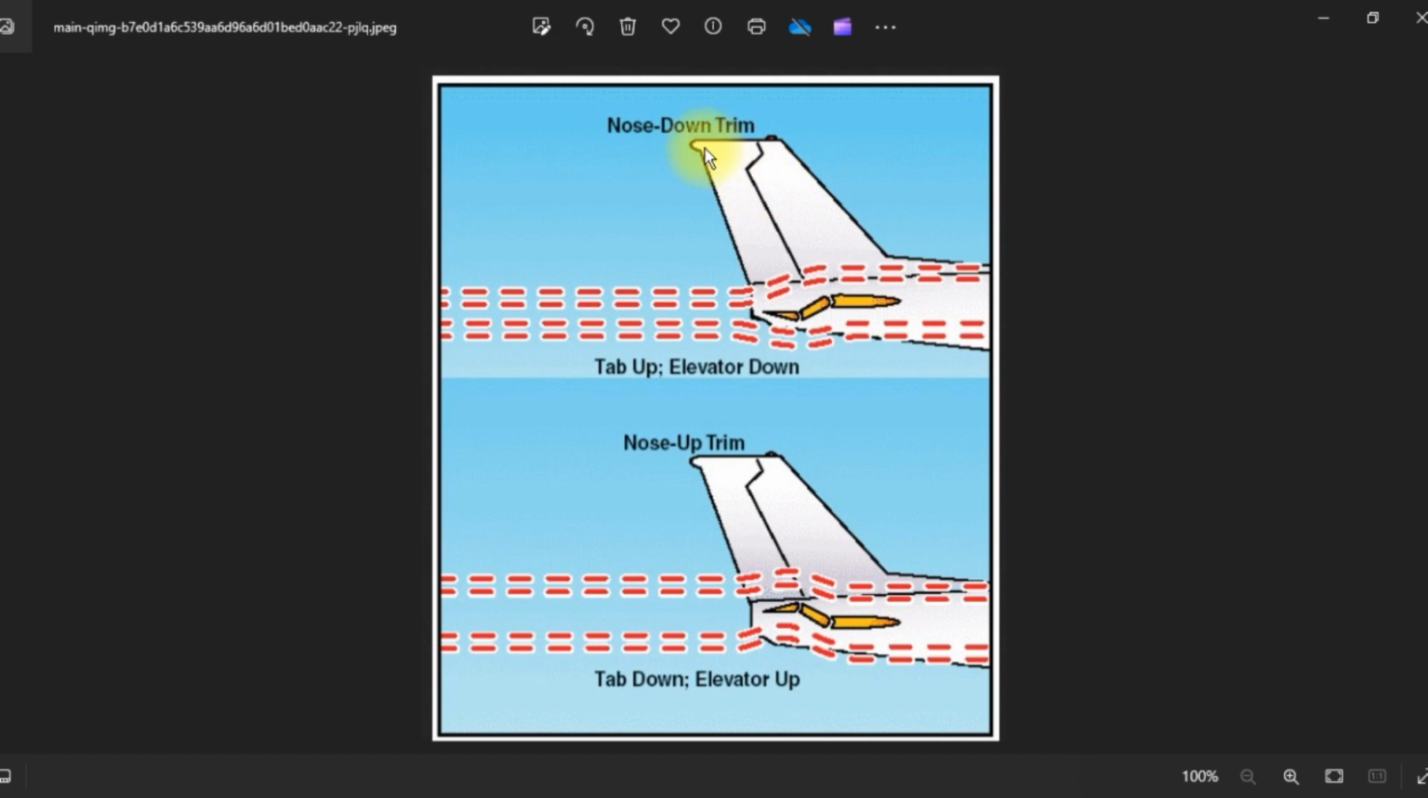We have an aircraft, and this is the elevator right here. Trimming means locking in position. We say trim: nose down trim, tab up, elevator down. Nose up trim, tab down, elevator up.